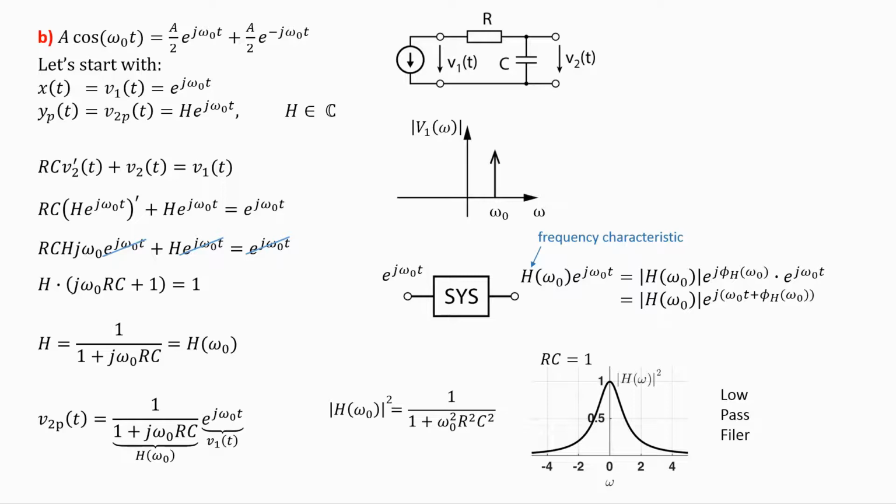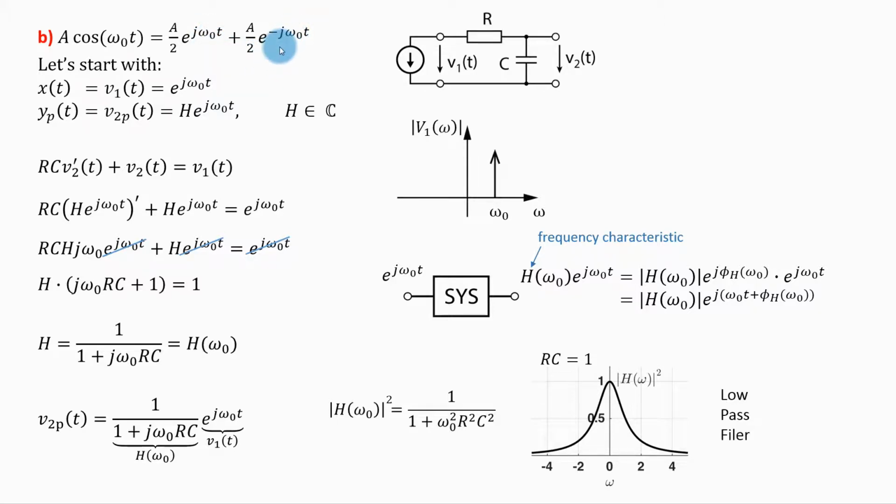Let's say we would like to know what is the output of a system if the input is a pure tone, if the input is, for example, a cosine. Well, a cosine may be a bit difficult to tackle directly, so let's break it down a little bit. From lecture 1, we know that this cosine can be written as two exponentials, one at frequency omega naught and one at frequency minus omega naught.